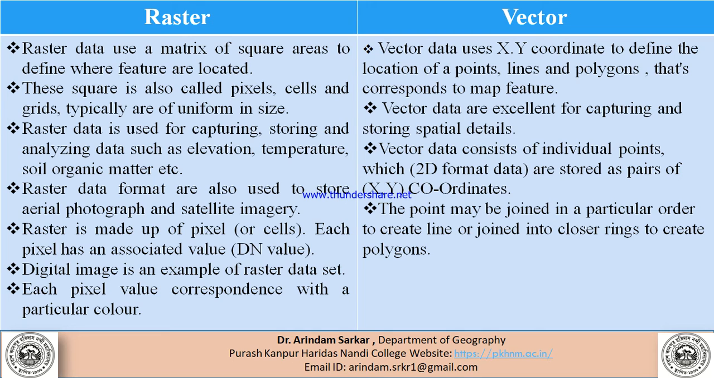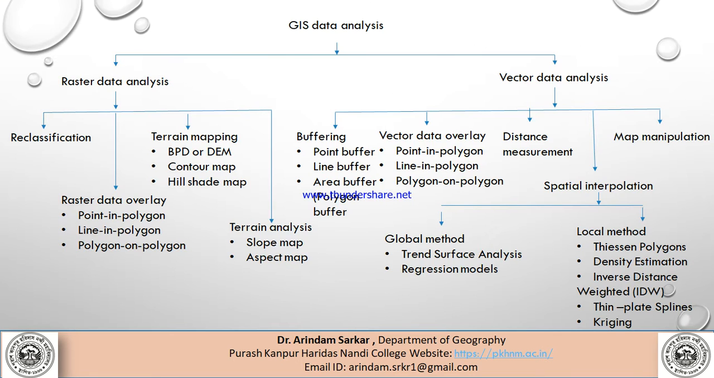When I go through the vector, vector data are excellent for capturing and storing spatial details. Vector data consists of individual points, which in 2D format are stored as pairs of coordinates, that is XY. The points may be joined in a particular order to create a line or joined into closed rings to create polygons.